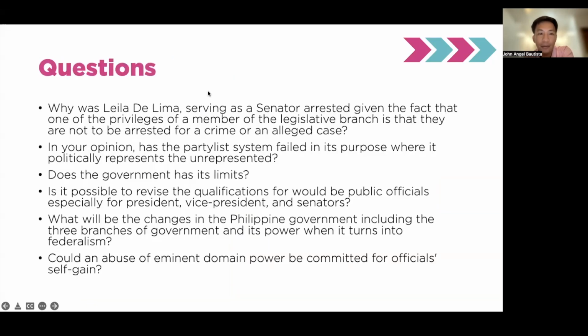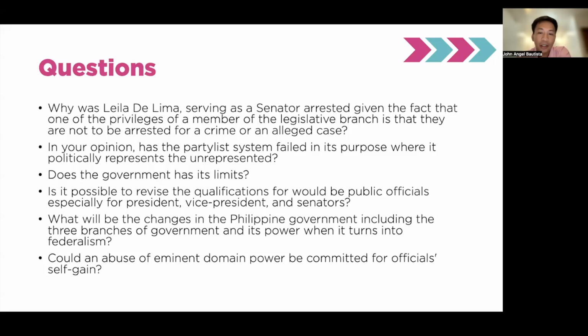Okay, De Lima's case. Why was Leila De Lima, serving as senator, arrested, given that one of the privileges of a member of the legislative branch is that they are not to be arrested for a crime or an alleged case? In the case of Leila De Lima, she was charged with drug-related offenses. Definitely that is more than 6 years of penalty if convicted. So the exception from arrest is really only for offenses punishable by up to 6 years. More than 6 years, hindi na sila covered ng immunity from arrest.